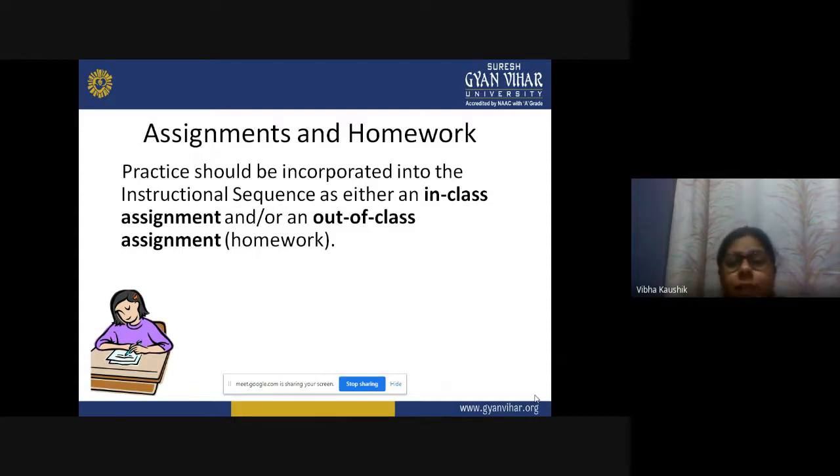Instructional sequence as either an in-class assignment and or an out-of-class assignment. Practice should be incorporated in such a way that it can be done either in the class, meaning the teacher gives the assignments in the class, or out of the class, meaning the teacher can give some homework to the students.